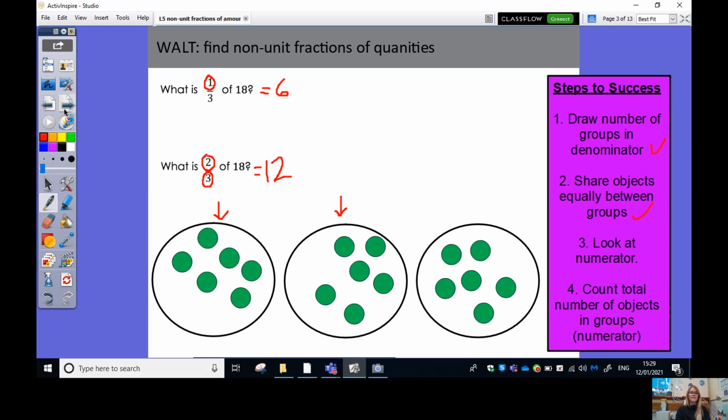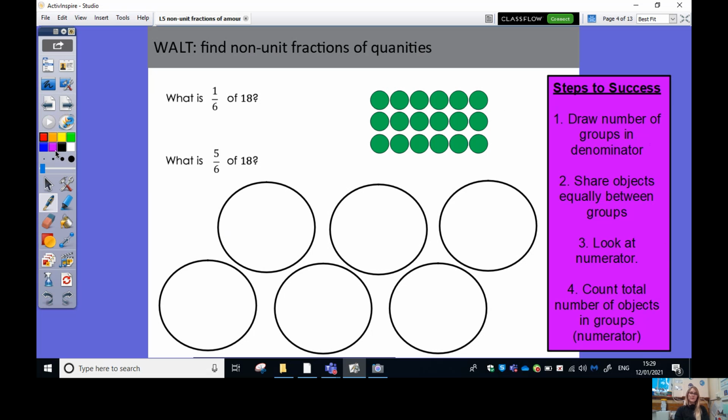Okay, right, let's have a look at another example. So I've got the same number of counters this time. I have 18, which is my whole here. But this time I'm breaking it up into 6. I'm looking at 1/6 and 5/6. So the first thing I need to do is draw the number of groups in the denominator, which I have already done. Let's just check: 1, 2, 3, 4, 5, 6 groups.